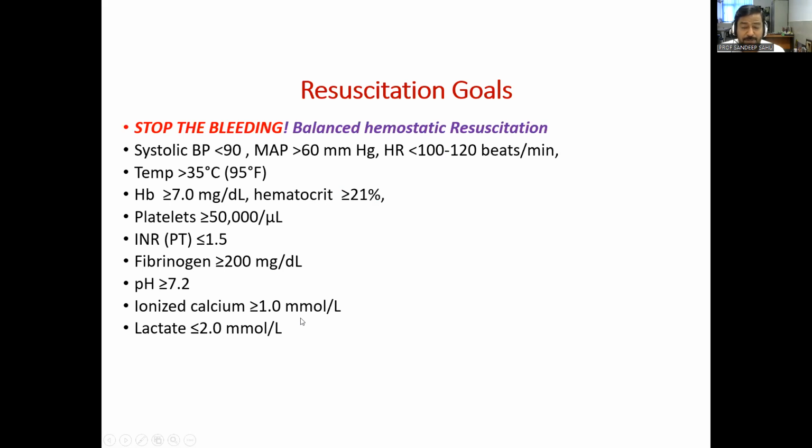I always give all patients tranexamic acid, keep ionized calcium at 1 to 2, and take care of metabolic acidosis. So we are taking care of the lethal triad while we are trying to achieve these goals.